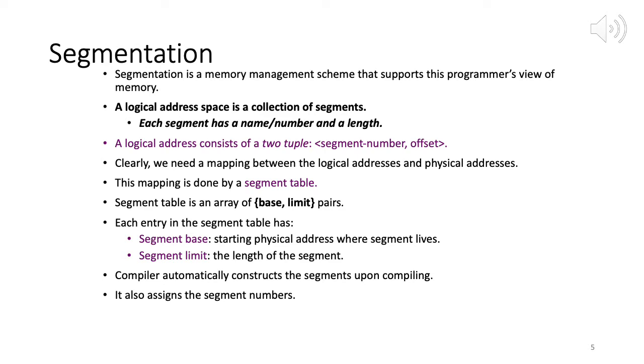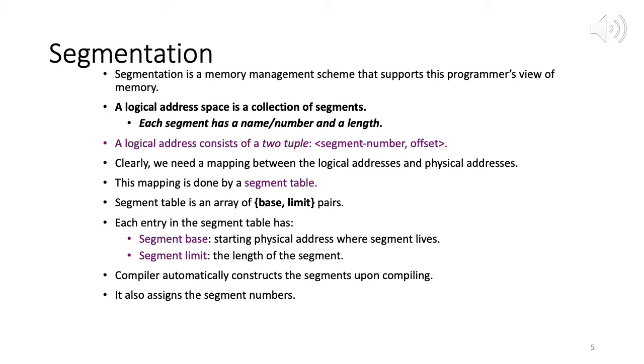So what does a segment table contain? The segment table is an array of base and limit pairs. Each entry has two values, base and limit. What exactly do these contain? The segment base contains the starting physical address where the segment lives within the physical memory. So wherever you allocate the segment, the starting physical address is stored in the segment base. Segment limit contains the length of the segment.